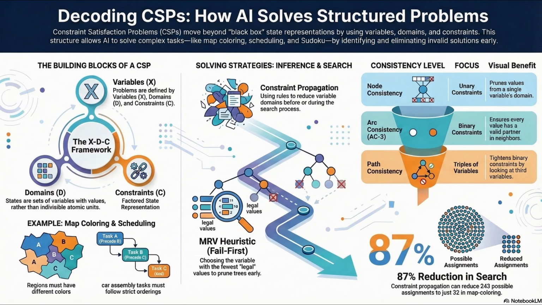What's C? And finally, the most important part, C, the constraints. These are the rules that limit which combinations are allowed. A constraint specifies the scope, meaning which variables are talking to each other, and what values they can take. So South Australia cannot have the same color as Western Australia is a constraint. So X is the variables, D is the options, and C is the rules. X, D, C. That's the holy trinity of CSPs.